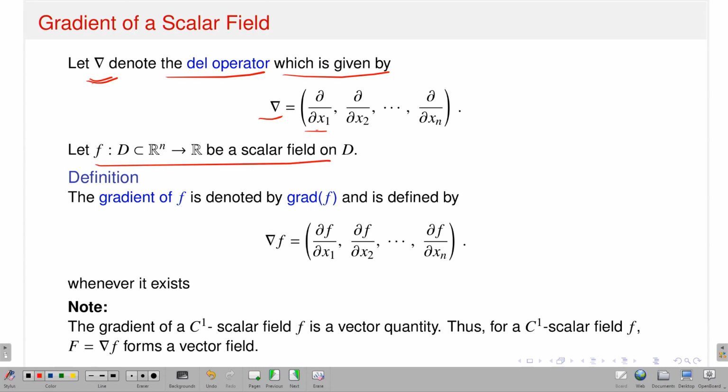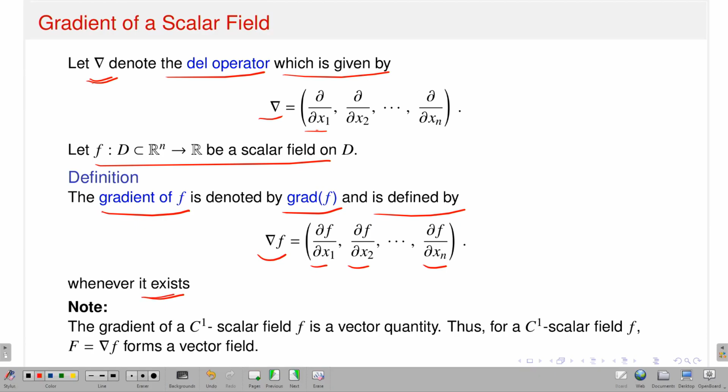Let f be a scalar field on my domain D. Then I am defining the gradient of f, which I denote as grad f. I think I have already defined it when I talked about partial derivatives. So grad f is nothing but del f/del x1, del f/del x2, up to del f/del xn, whenever it exists. If f is a C1 scalar field, then of course the gradient of f exists.